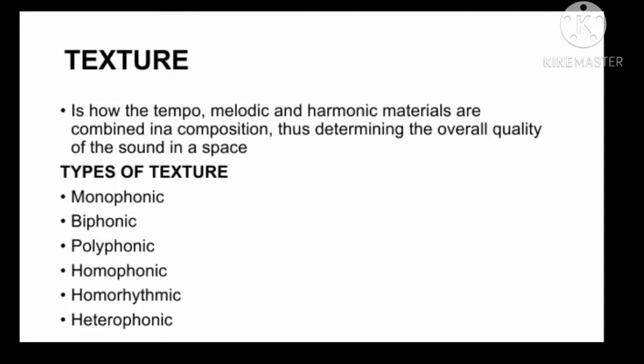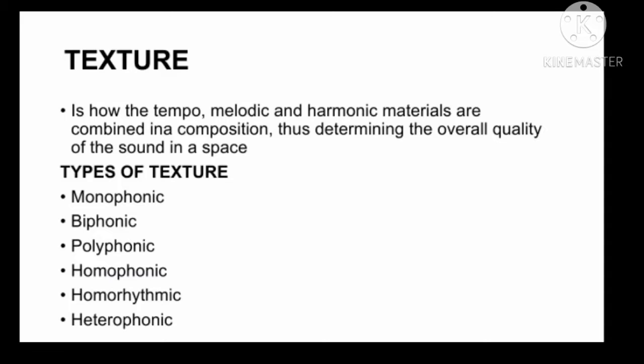What is texture? Texture is how the tempo, melodic, and harmonic materials are combined in a composition, thus determining the overall quality of the sound in a piece. So when we say texture, it's really all about how a sound is being organized. Texture is the combination of melody, harmony, and rhythm of a given piece. These materials combine in a composition to determine the overall quality of a sound in a piece. These are the types of texture.